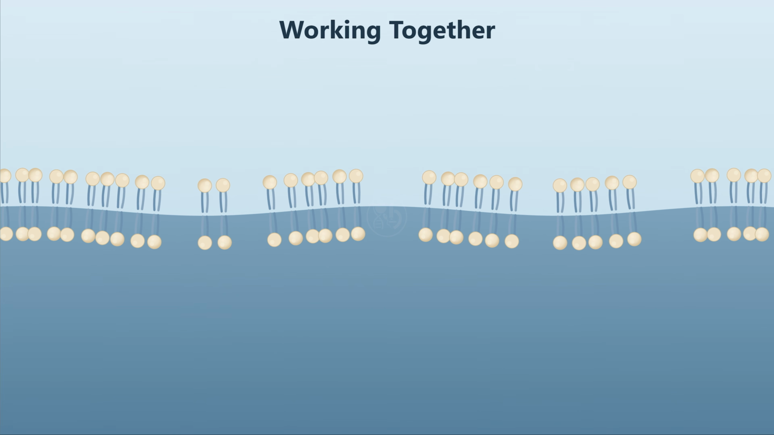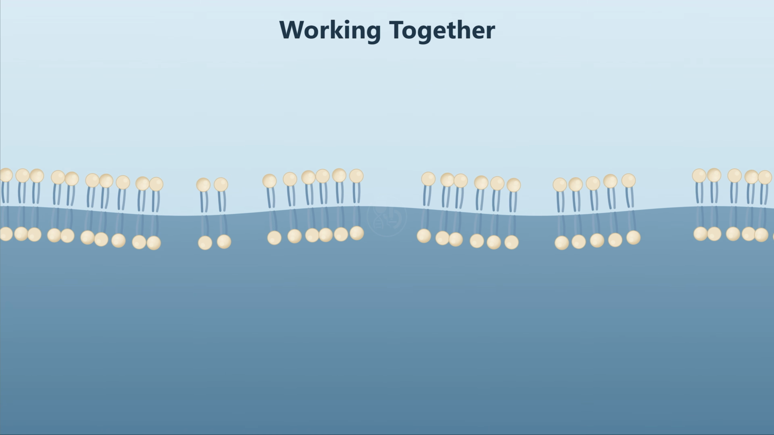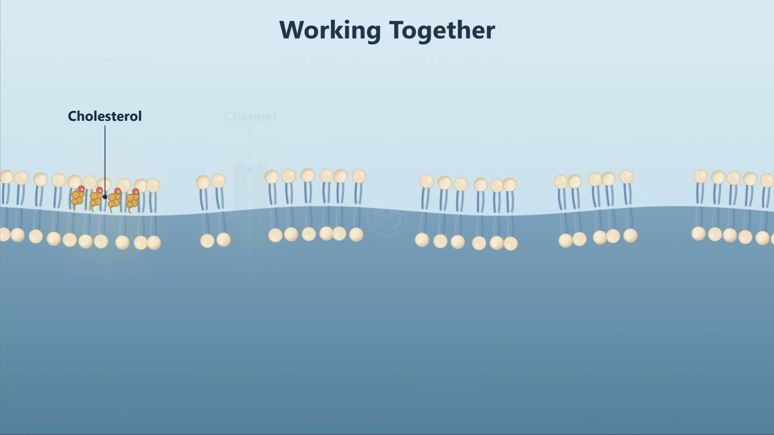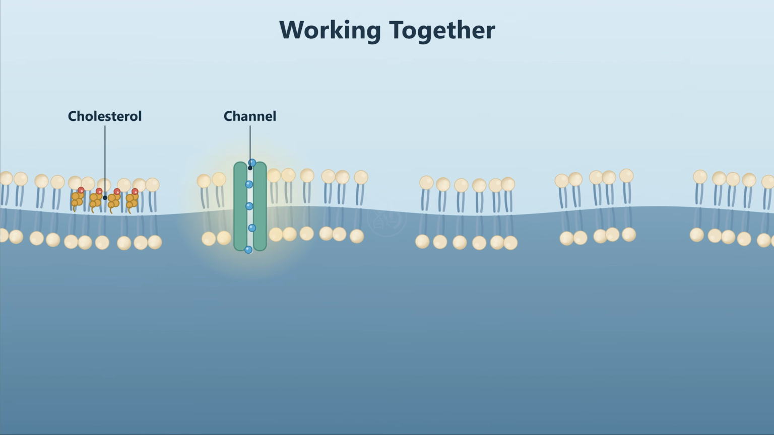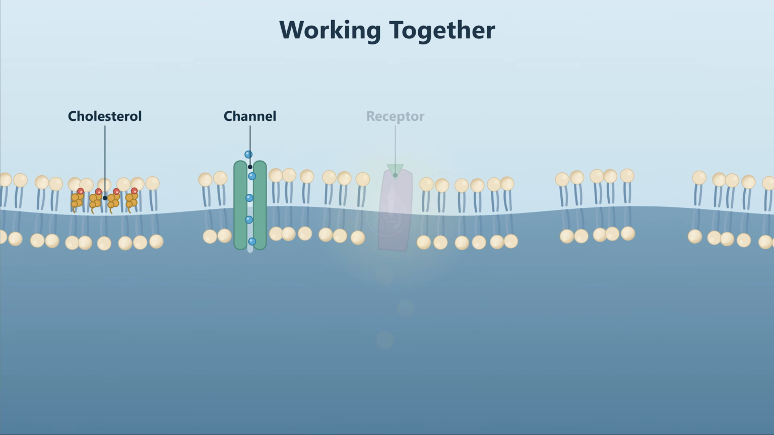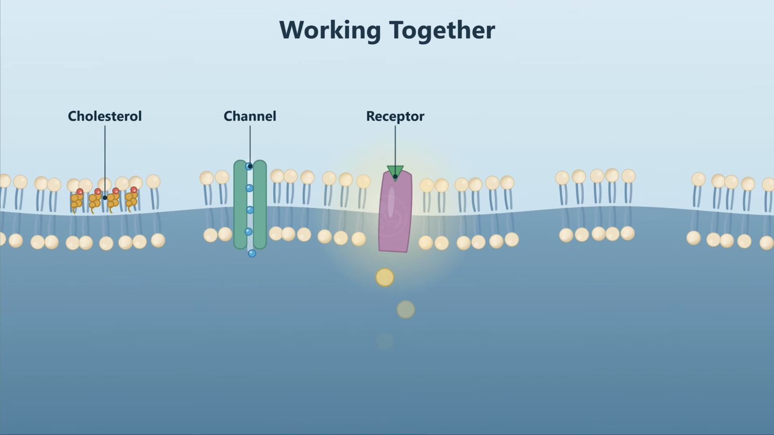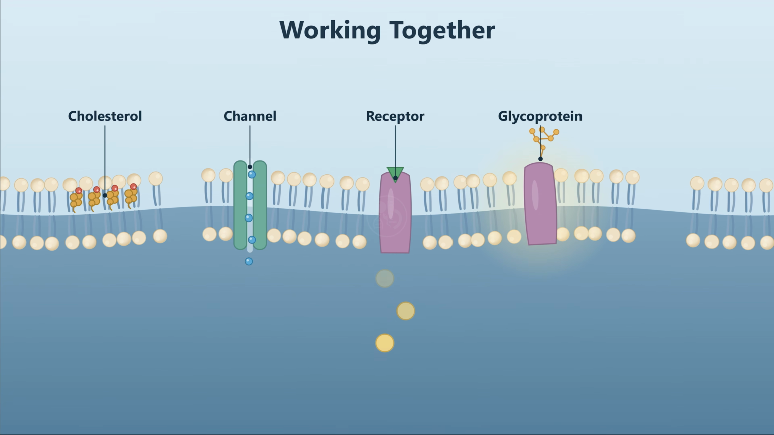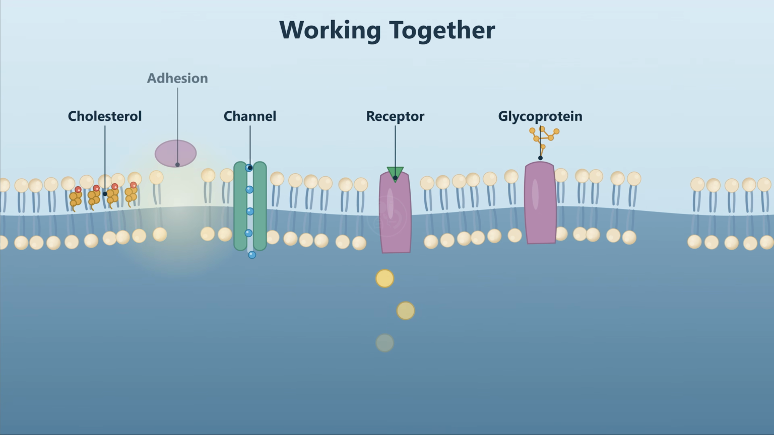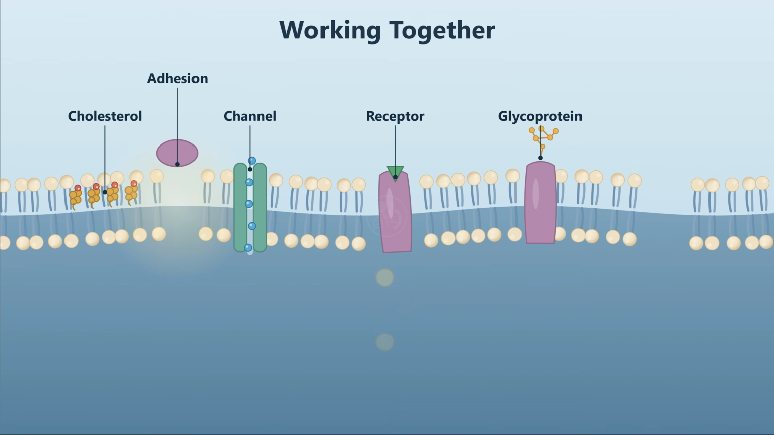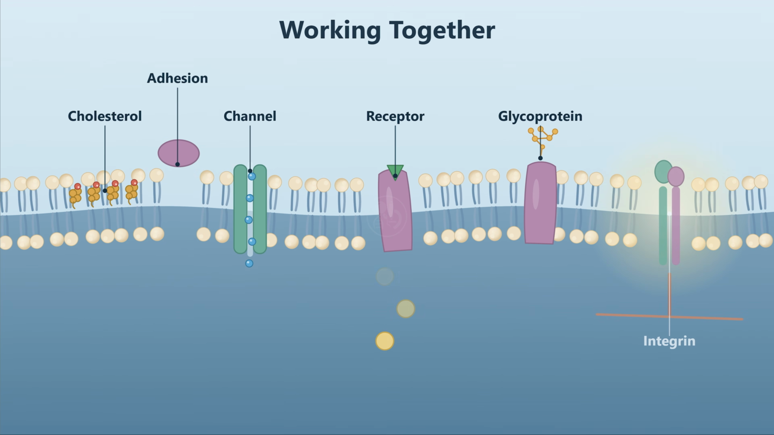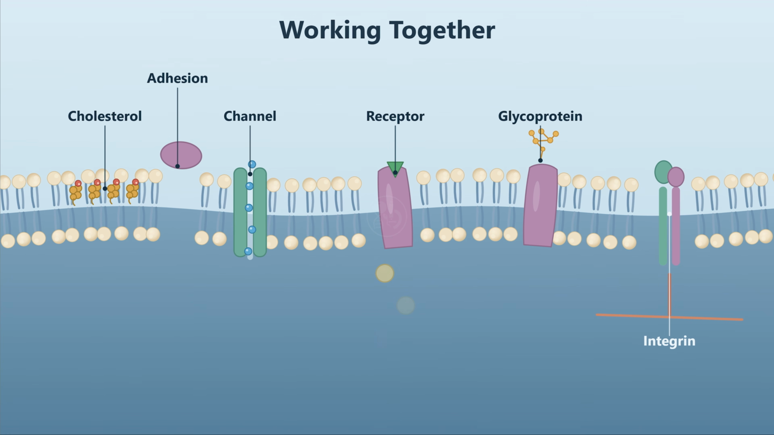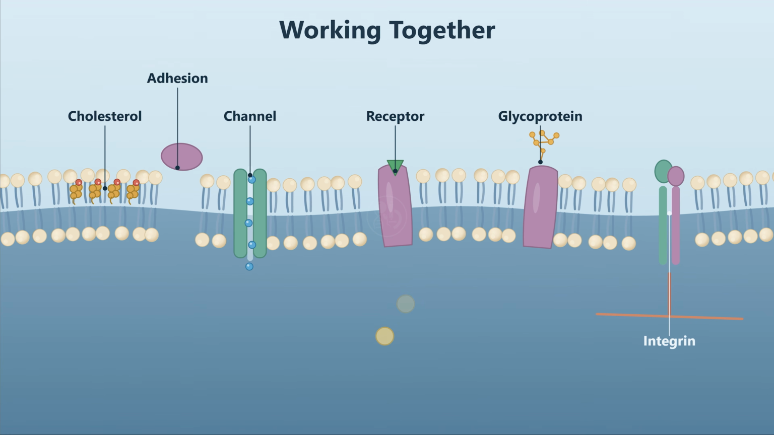Phospholipids form a flexible barrier. Cholesterol regulates membrane fluidity. Transport proteins control the movement of substances. Receptors receive extracellular signals. Carbohydrates support cell recognition. Adhesion proteins connect neighboring cells. Cytoskeletal anchors provide structural organization. All of these components operate together within one dynamic membrane.